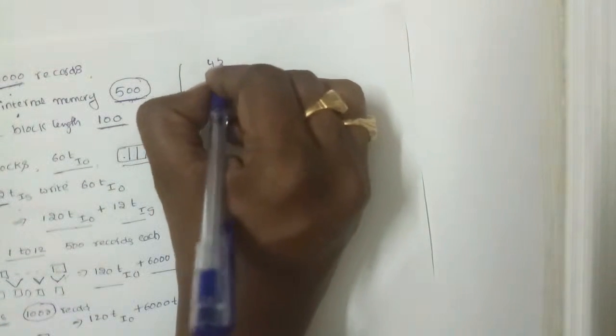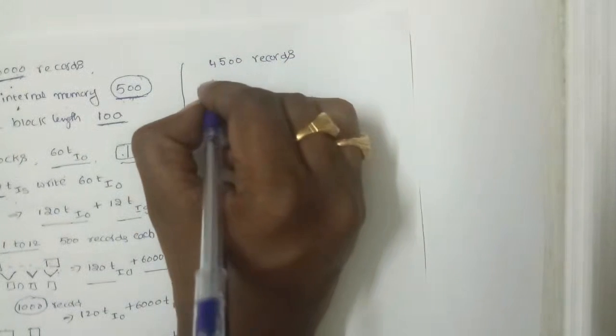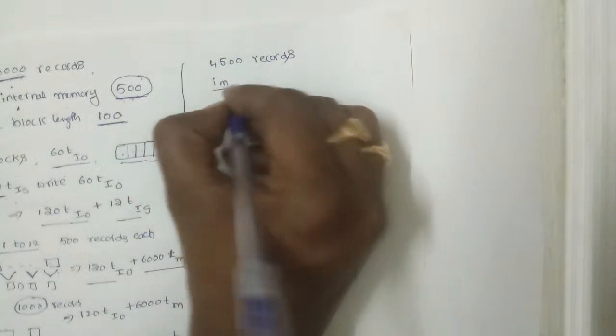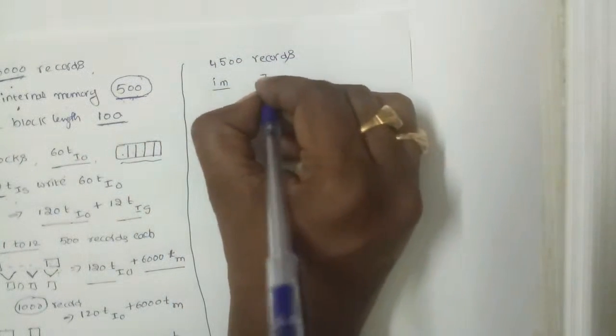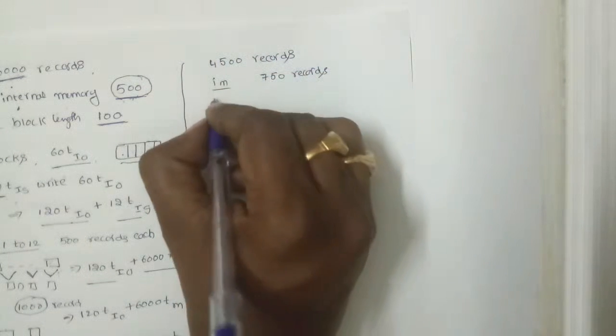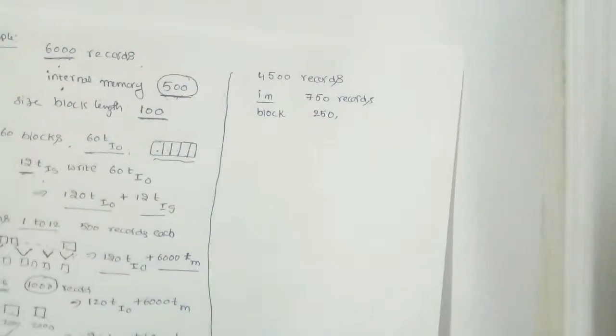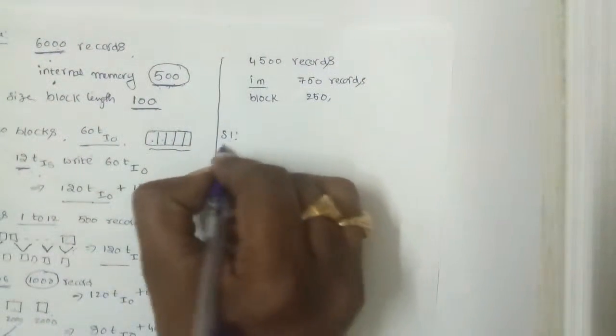We have 4500 records. How to solve? Suppose the internal memory can sort 750 records, and the block length is 250 records. Remember, the procedure is the same. Depending on the values, we have to modify it. So what is step 1?